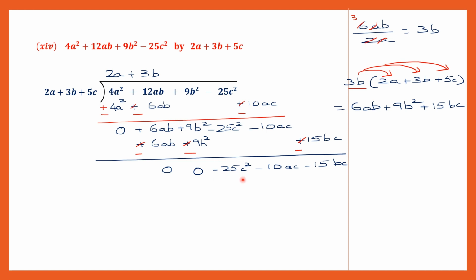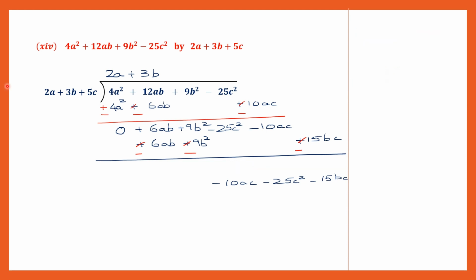So we're going to rearrange this a little bit. Wherever we have a, we're going to write that first, that is minus 10ac. So I'm going to write minus 10ac and then I write minus 25c square minus 15bc. So I've just rearranged so that I will get my answer correctly. Now I can take the first term here and the first term here and divide.